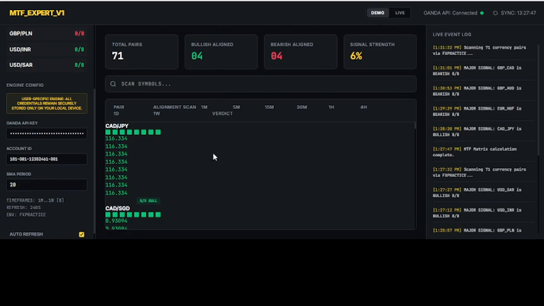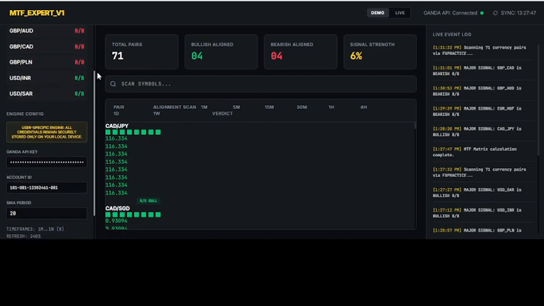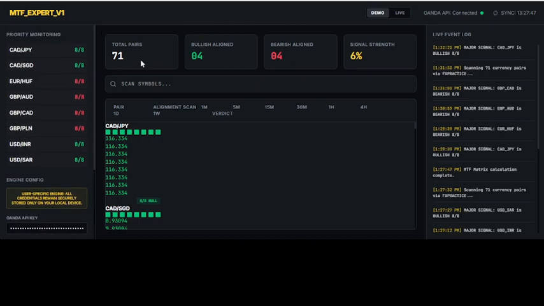Roles of specific SMAs in MTFA. The 20 SMA represents the short-term trend. It is highly responsive to immediate price action and is often used by day traders or for precise entry and exit timing. The 50 SMA acts as the intermediate-term trend indicator.